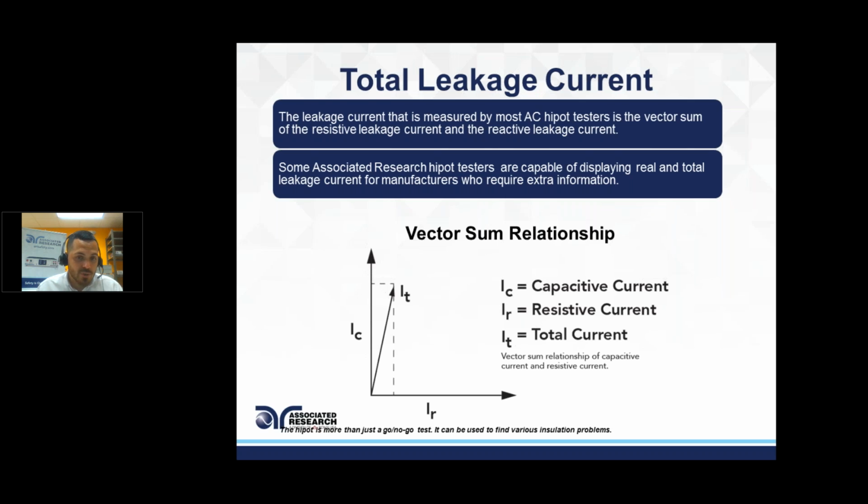Because you have such a short window and you're changing voltage at such a high rate, that reactive current is very high, so now you're getting false failures. Again, all we're worried about at the end of the day is resistive current. That's what can be harmful to our consumer, and that's the true leakage that's breaking through your insulation.